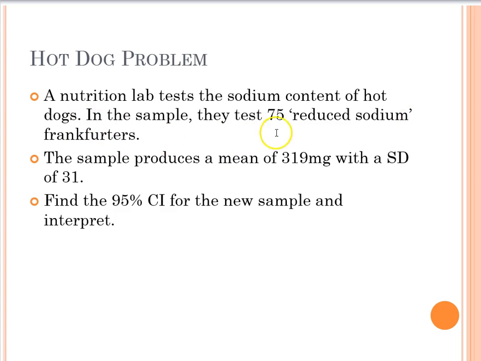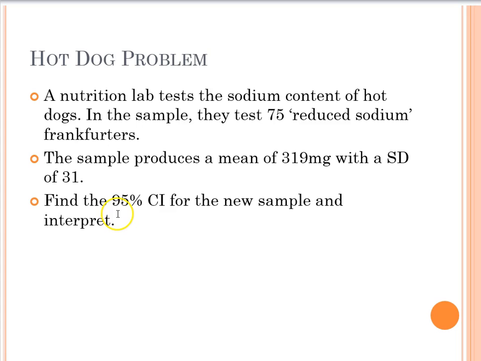This company sent 75 hot dogs to a lab to get their product tested, and they measured how much sodium is in those hot dogs. The average amount of sodium was 319 milligrams, and each hot dog obviously varied away from that average, so the standard deviation captured that with a standard deviation of 31 milligrams.